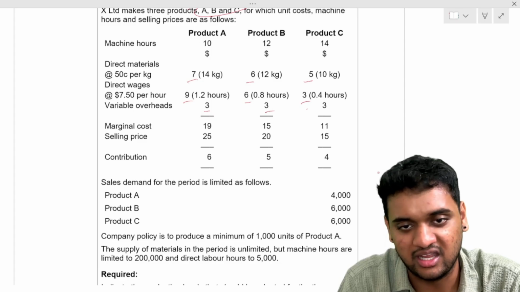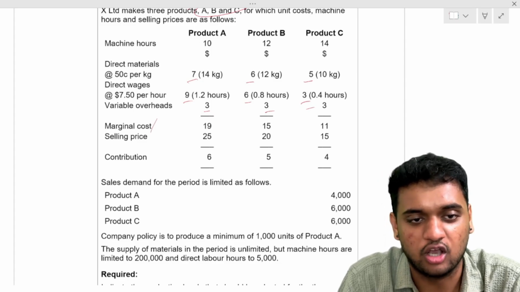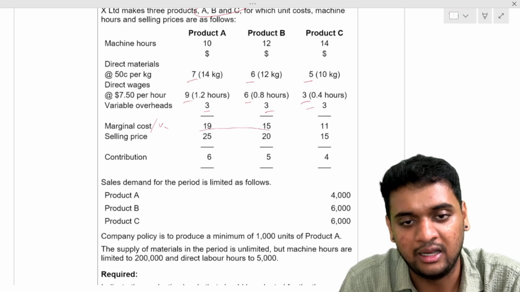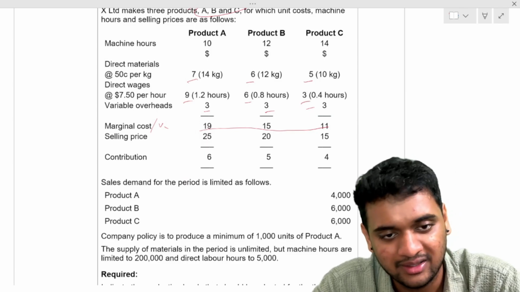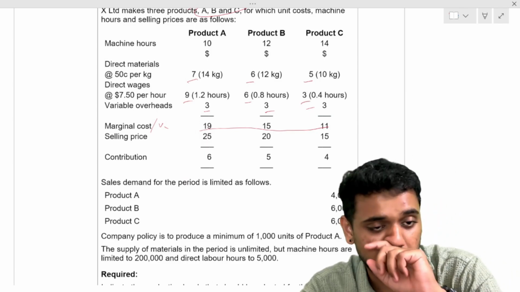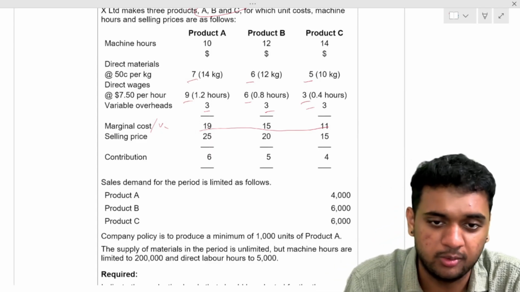Variable overhead is 3, 3 and 3 per unit. So total marginal cost or variable cost will be 19, 15 and 11 per unit. Okay, marginal cost or variable cost. Selling price is 25. Selling price minus variable cost, you will get contribution. So contribution per unit is given to us.